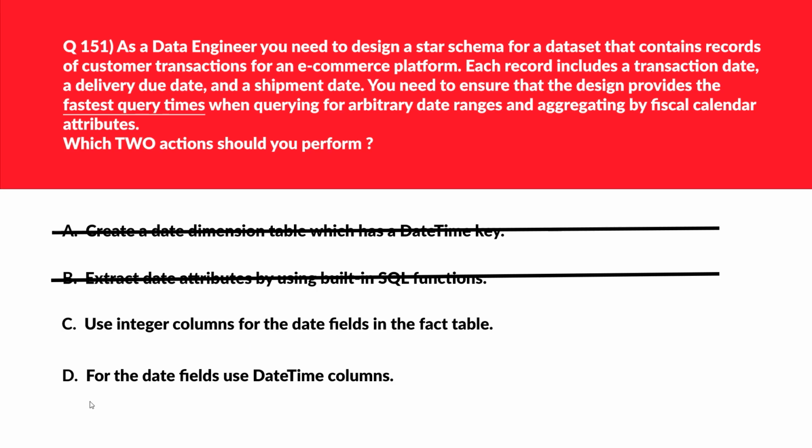Second is option D, that is for date fields use date time columns. Storing dates as integers in the fact table improves query performance by enabling efficient joins with the date dimension table.